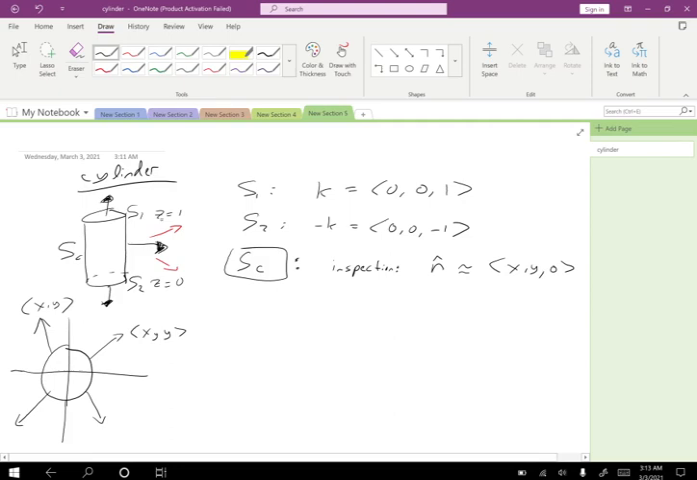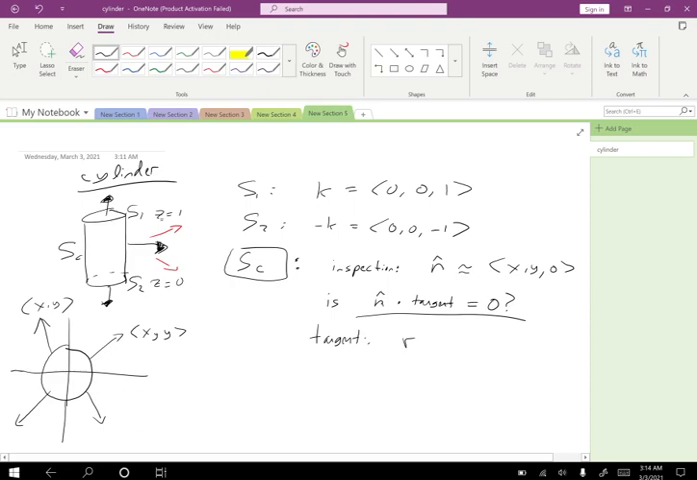So, is our candidate orthogonal to the tangent vectors? If so, then that's good enough, right? We don't need to do that cross product. This is a totally legit way to do it. So what are the tangent vectors?